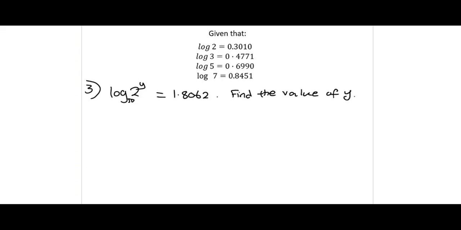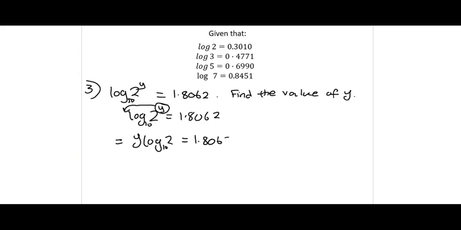Alright, so solution, we'll have log 2 in base 10 raised to the power of y equal 1.8062. We know that our power here, to make it easier for us, will be used to multiply this logarithm. So we have y times log 2 in base 10 equal to 1.8062.